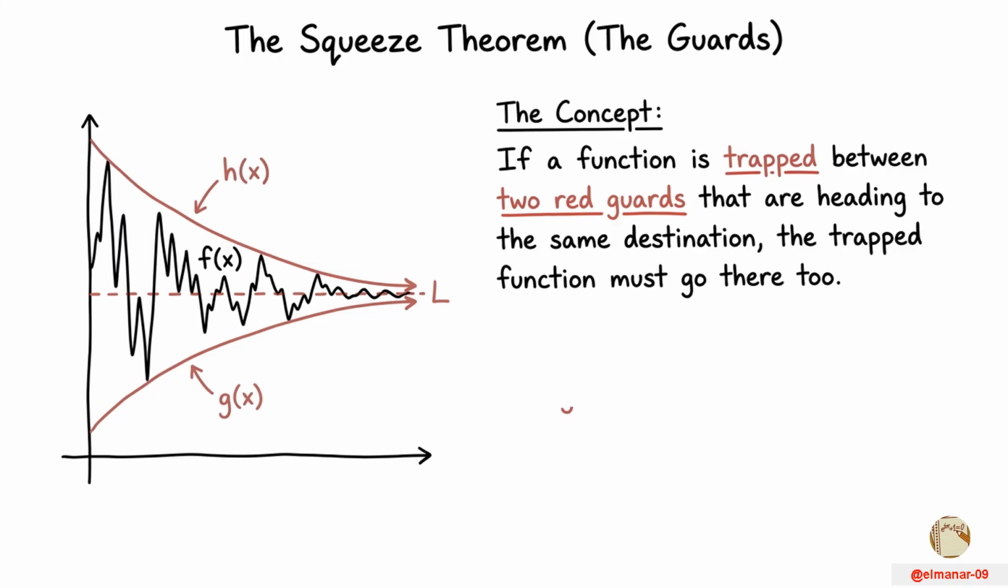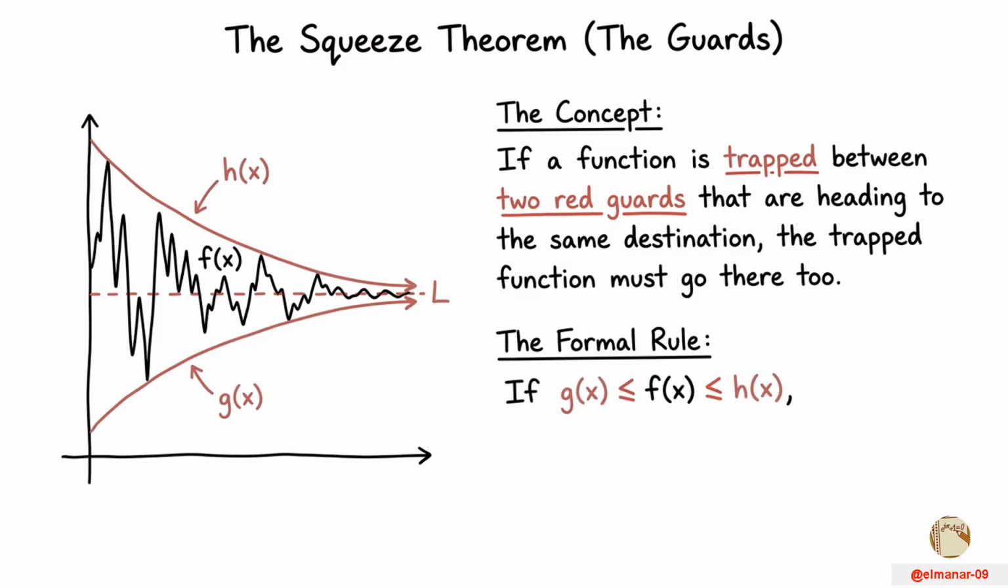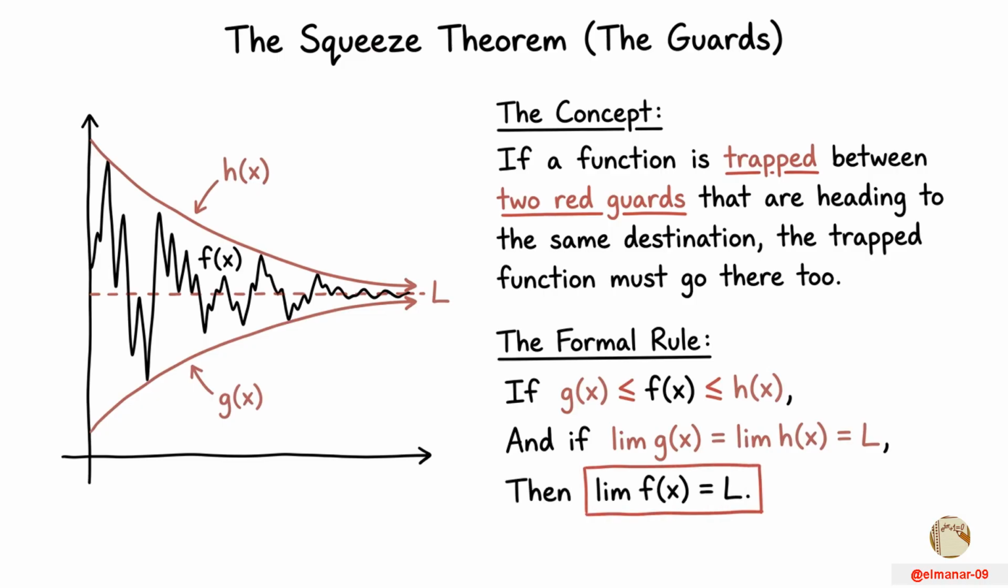Because it is always between them, it is forced to arrive at that same limit L. Mathematically, if g of x is less than or equal to f of x, which is less than or equal to h of x, and both g and h have a limit of L, then f of x must also have a limit of L. Isn't that beautiful?